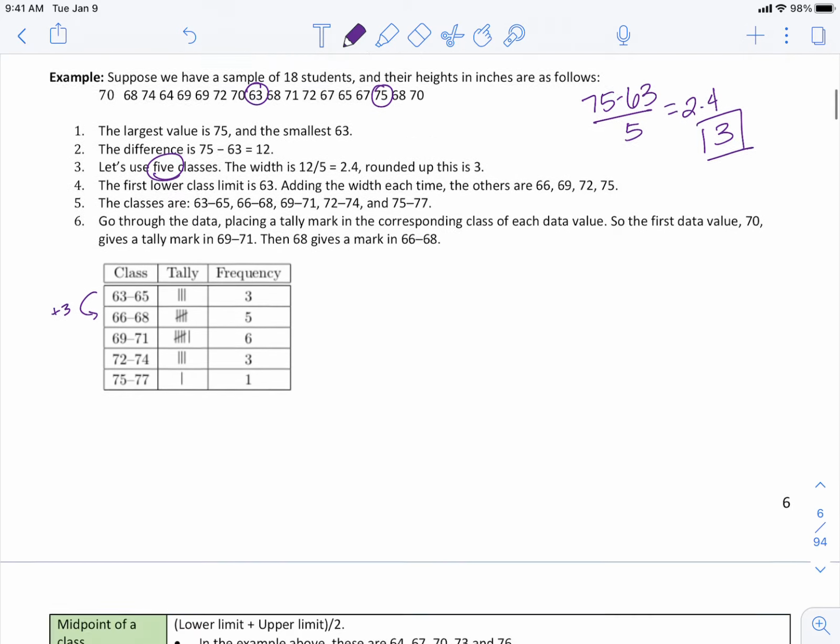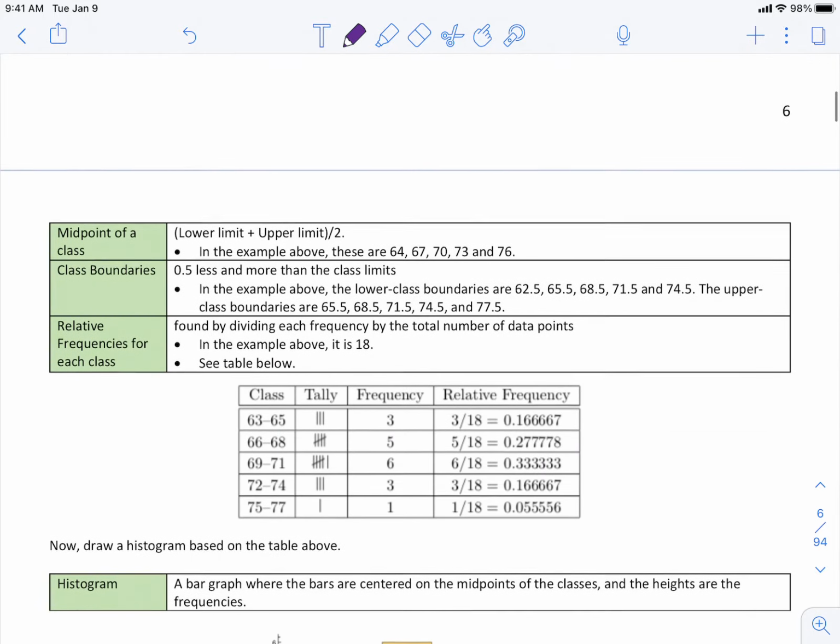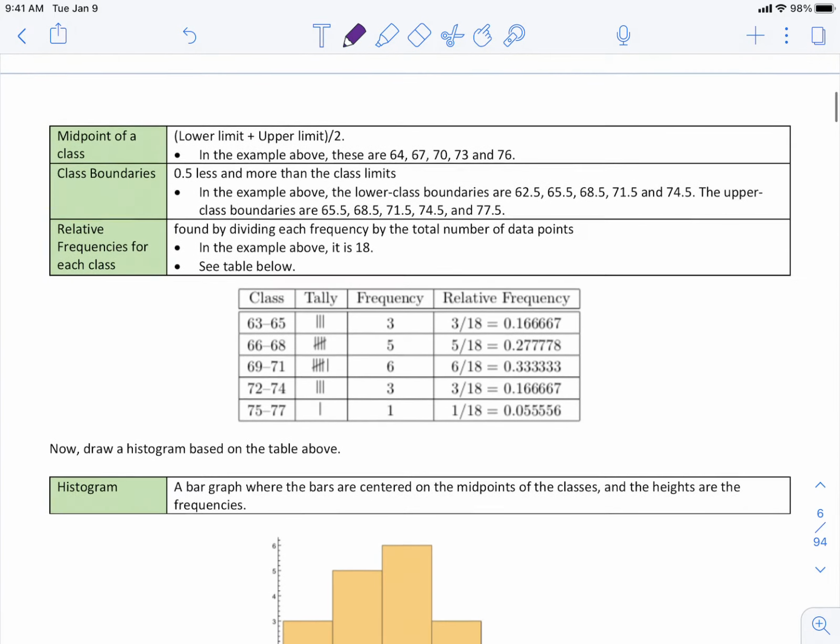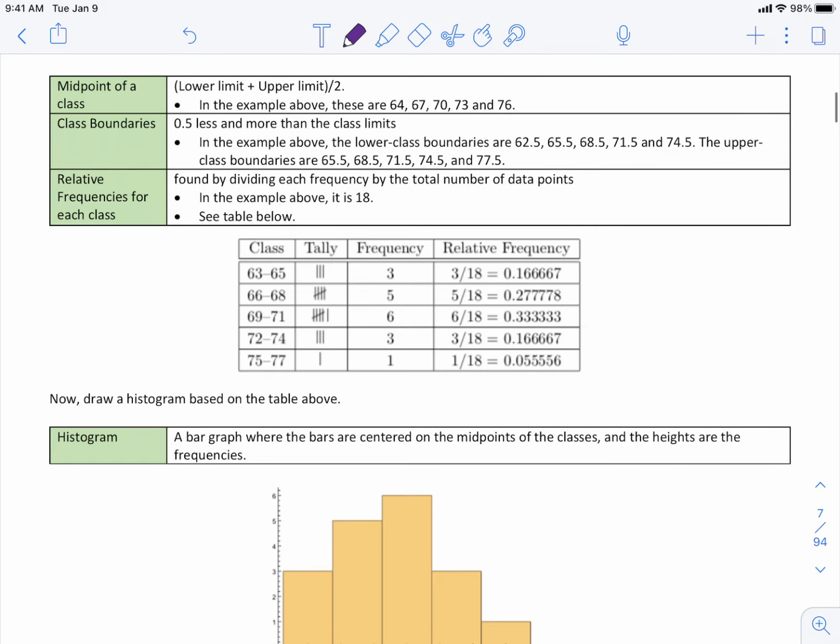The midpoint of a class is the lower limit plus the upper limit divided by 2. So in our example, we have that these midpoints would be 64, 67, 70, 73, and 76. Class boundaries are 0.5 less and more than the class limit. So I'm going to label this on our chart right here.